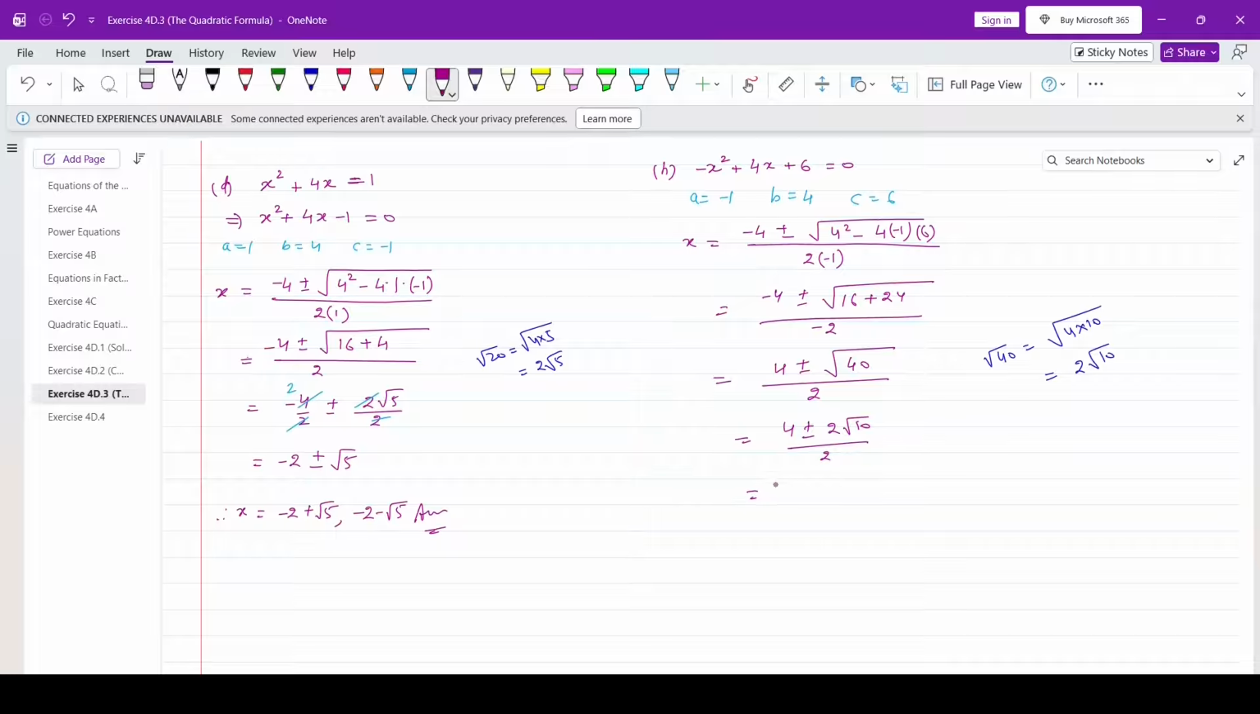So this becomes 4 divided by 2 plus or minus 2 root 10 divided by 2. Now this 2 cancels this 4 2 times, this 2 cancels this 2 1 times. So we are left with 2 plus or minus root 10, and hence x is equal to 2 plus root 10 or 2 minus root 10. That's the answer. Let's go to the next question.